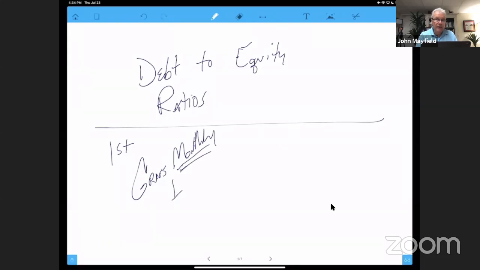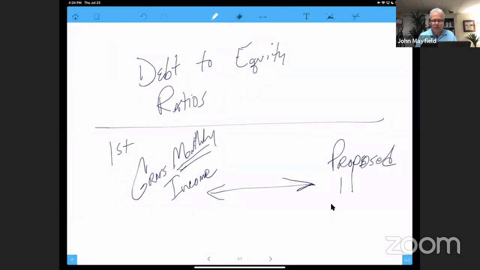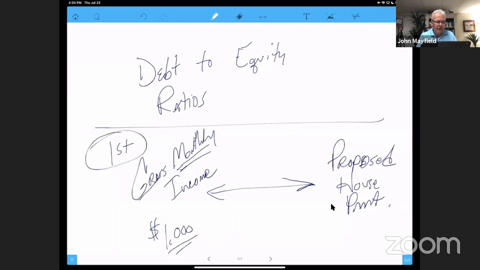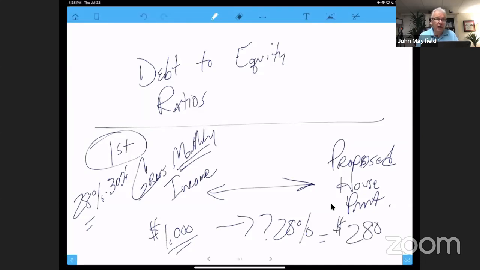And they weigh that against the proposed house payment, the proposed mortgage payment. I'm just using some really basic numbers here. You don't normally have to calculate this, but it's real easy to do. If the borrower made $1,000 a month, that's their gross monthly income. This first ratio is anywhere between 28% and 30%, probably more like 28%, could even be a little less. So based on this, what is 28% of $1,000? It's $280. It's 1,000 times 0.28.